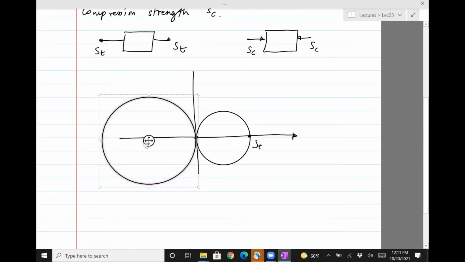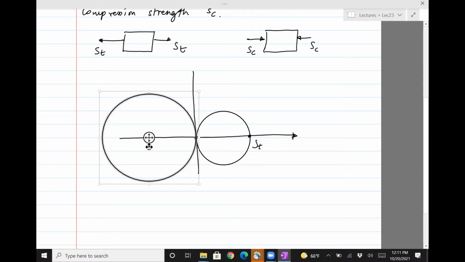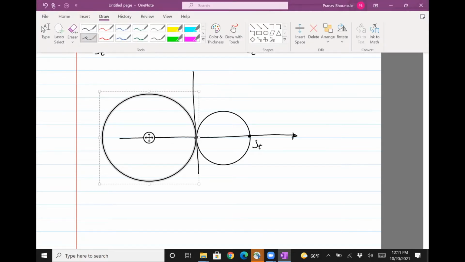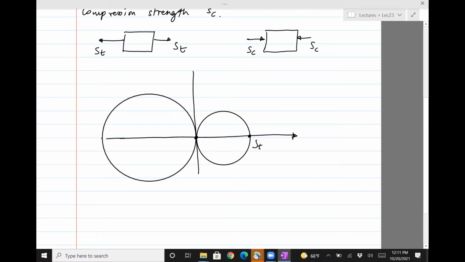Now, I randomly drew this circle to be bigger than ST, and that only happens when SC is greater than ST. You have materials where SC is greater than ST, and you have materials vice versa, where ST is greater than SC, and that's not an issue. You should just draw the right circle. So this is minus SC, where SC, in this case, the value would be positive.